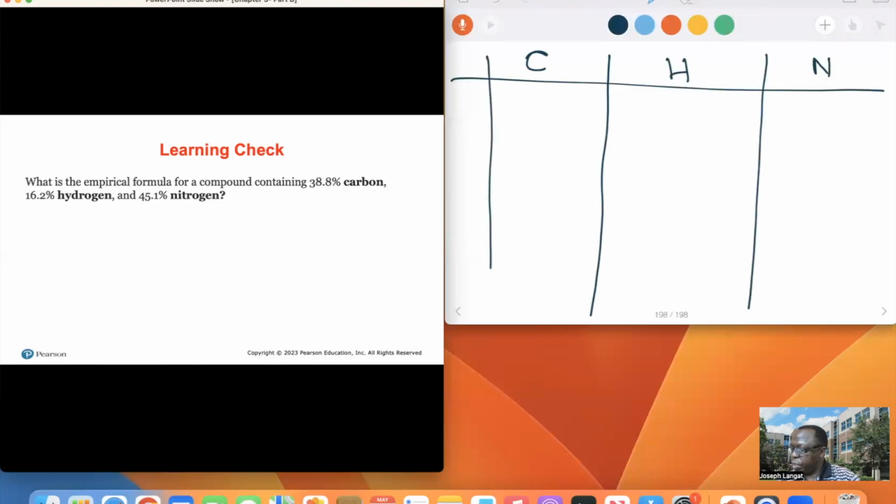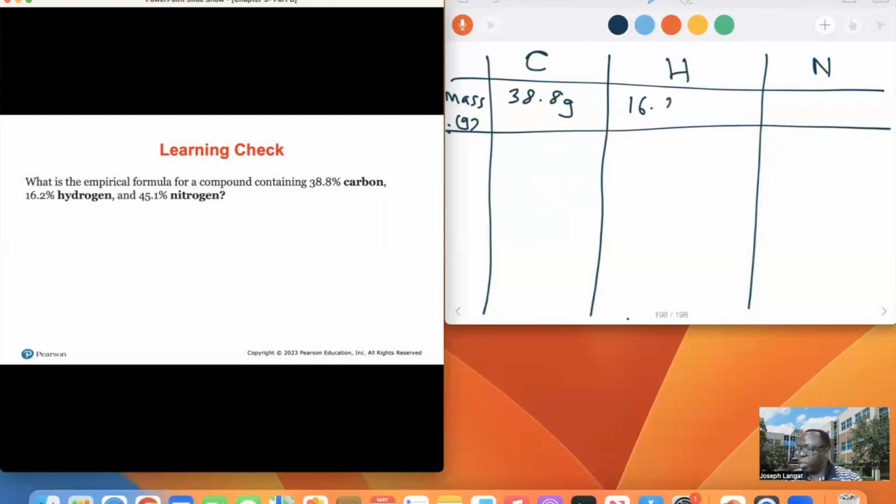So to start off with, you say mass in grams. So assume the percent to be grams. So this is 38.8 grams. This is 16.2 grams, and this is 45.1 grams. So look at what I'm doing. I'm converting, assuming that we have grams.